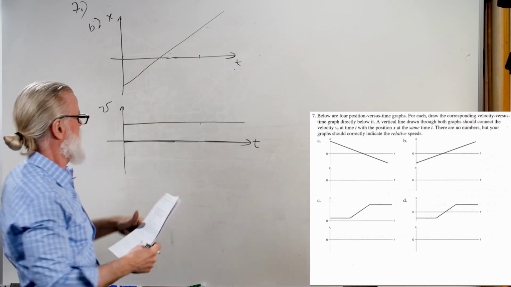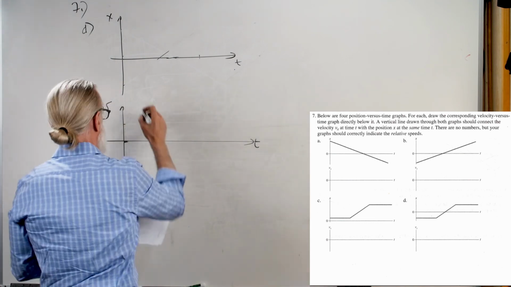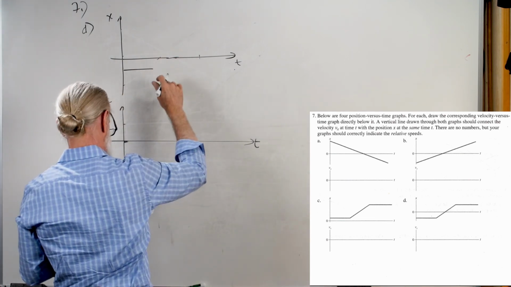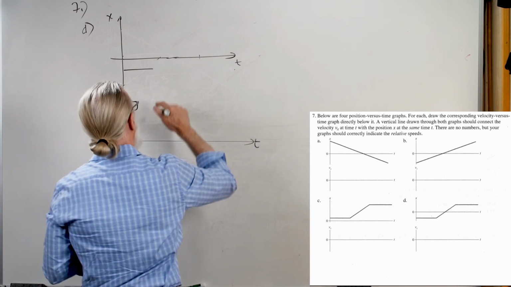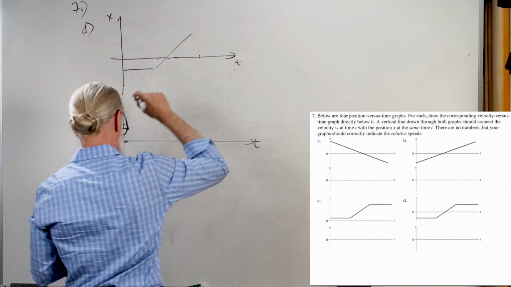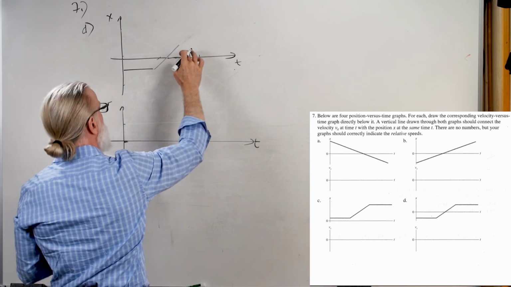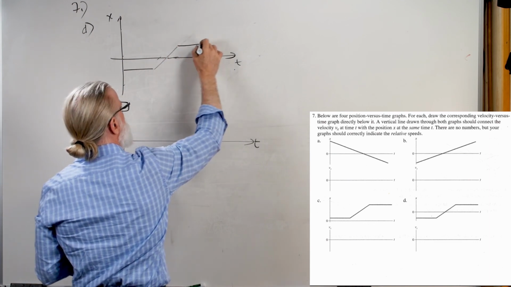All right, and then finally we have D. So we're at a negative position, and then we go to a constant positive velocity, or velocity to the right, and then we're at a positive position, something like that.